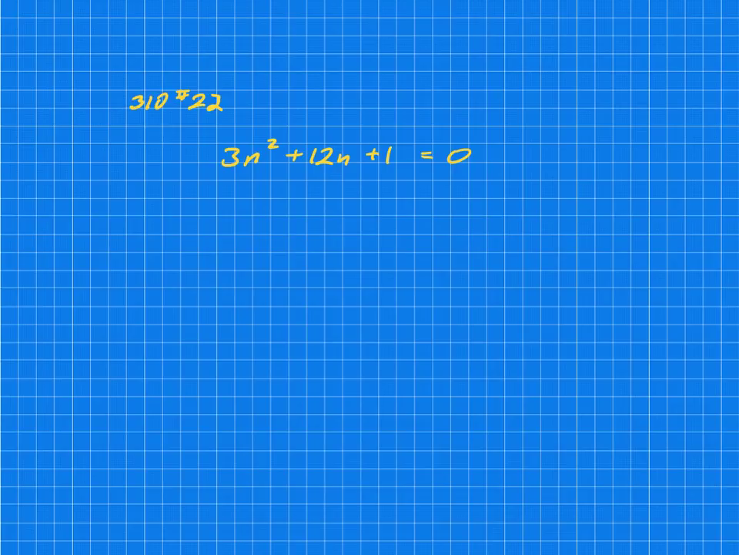So this is a problem that cannot be factored. And again, this is the most difficult of the completing the square problems. The reason it's the most difficult is because we need to get the n squared term to have a coefficient of 1. And the simplest way to do that is to divide every term by 3. Now we have n squared plus 4n plus 1/3 equals 0.